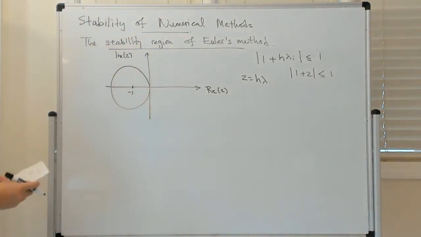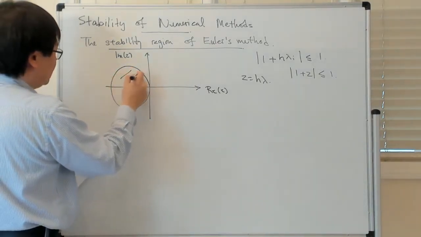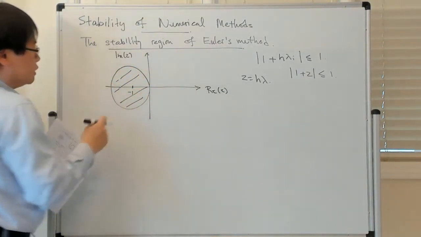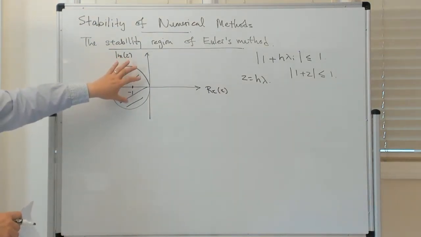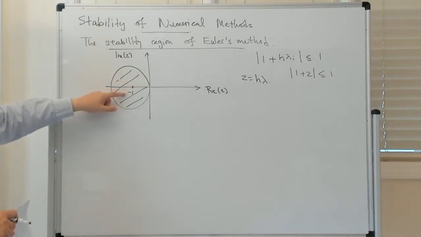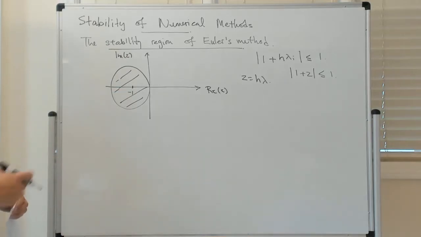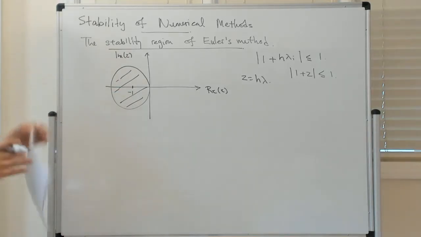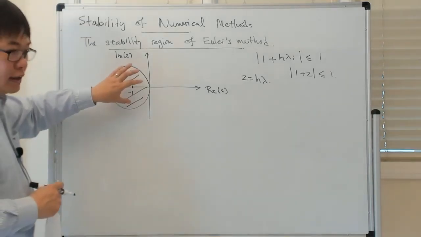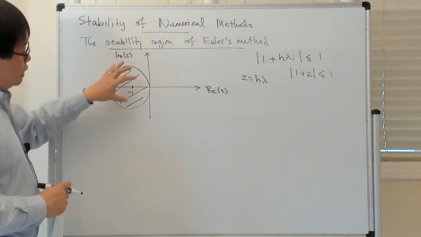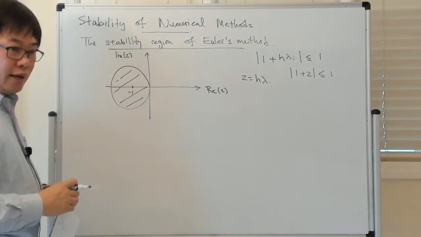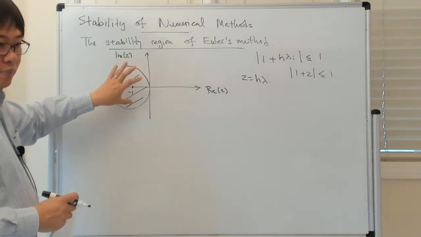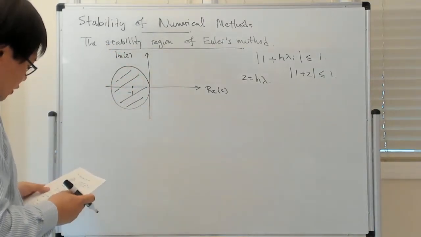Okay. So anything inside that stability region, what happens is that if you have h times lambda, which is equal to z, contained inside this unit circle centered about minus 1, then the Euler method will be such that the origin will be stable, right? And if you're strictly contained within that unit circle, without including the boundary, then the origin will be asymptotically stable. So this tells you again something about what is called the stability region of the Euler method.